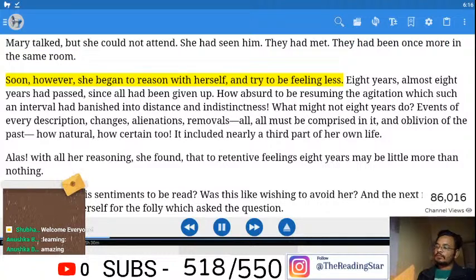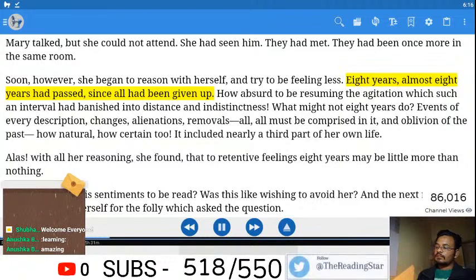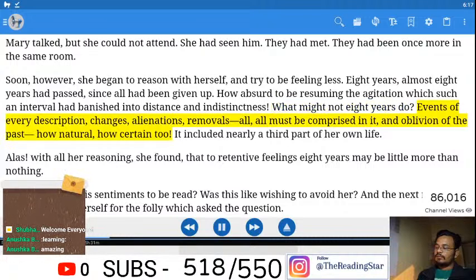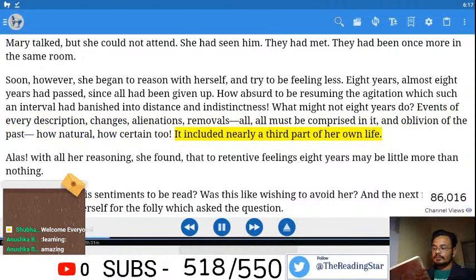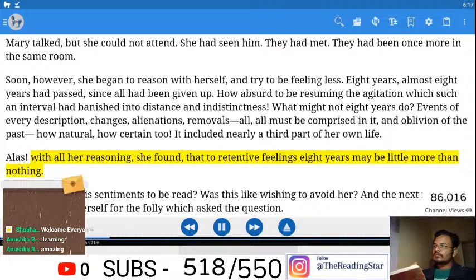Soon, however, she began to reason with herself, and tried to be feeling less. Eight years, almost eight years had passed, since all had been given up. How absurd to be resuming the agitation which such an interval had banished into distance and indistinctness. What might not eight years do? Events of every description, changes, alienations, removals, all must be comprised in it, and oblivion of the past, how natural, how certain too. It included nearly a third part of her own life. Alas, with all her reasoning, she found that to retentive feelings eight years may be little more than nothing.